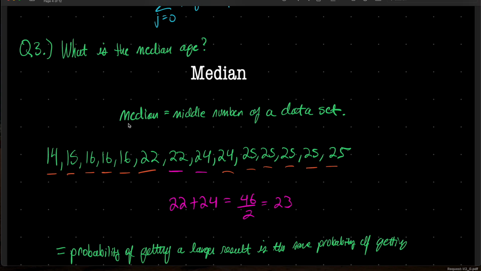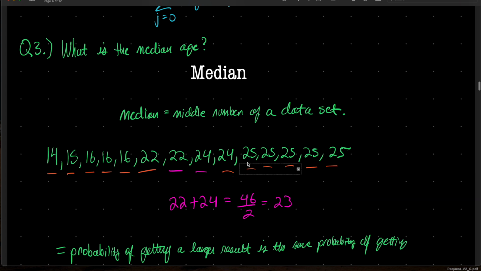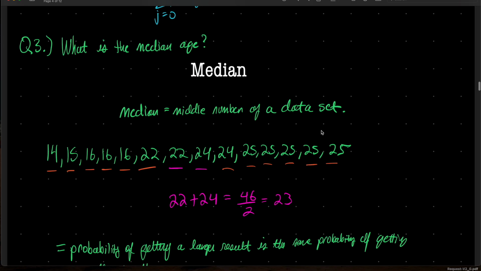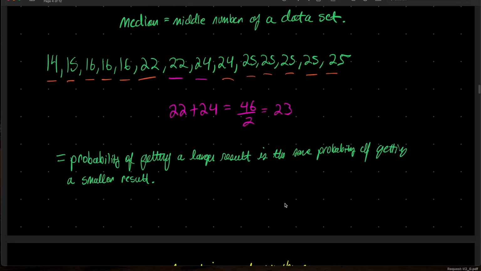But median, pretty straightforward. It's just whatever's in the middle. And if it's not a nice set of numbers and there's no middle, you just take the middle two and divide by 2. So the median age here is just going to be 23.